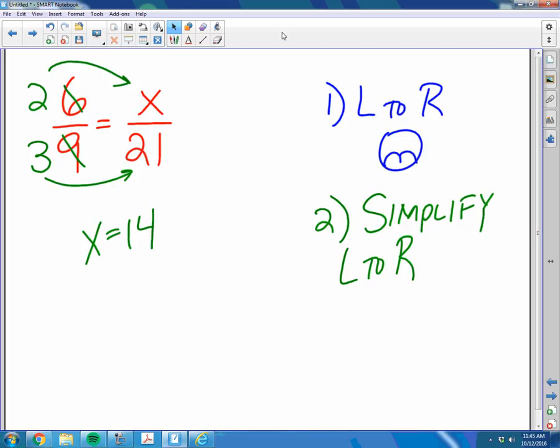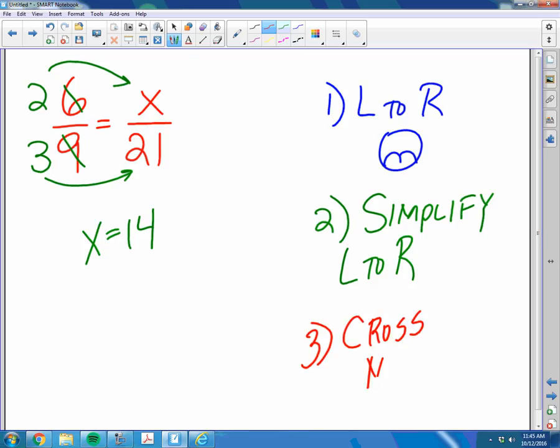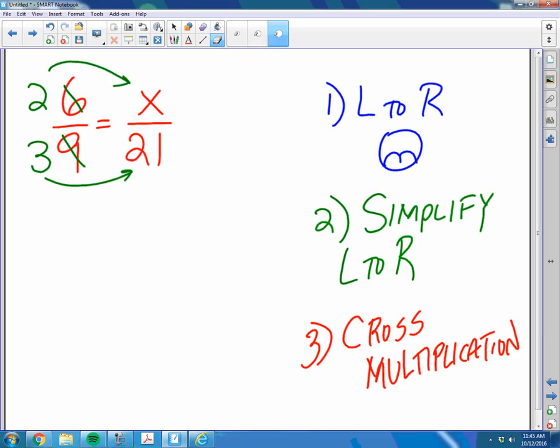Okay. So, first look left to right. Same to the top as the bottom. Second way you do is you simplify, and then you look left to right. If all else fails, then you're stuck with the third and final way, which is cross multiplication. Cross multiplication creates for you a one-step algebra problem that you can then solve.